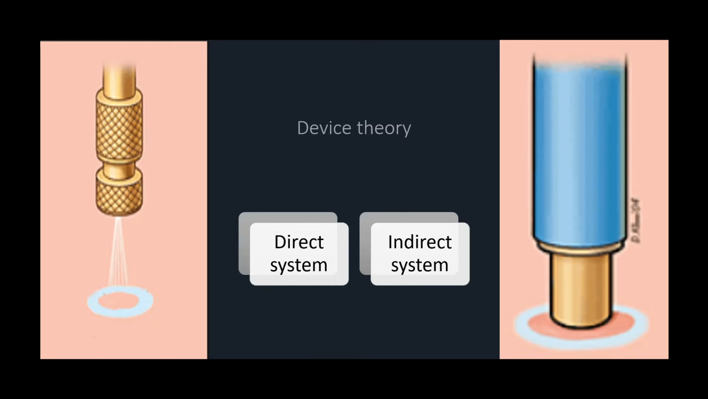The direct system directly applies cryogen to the tissue, and the indirect system cools the tissue indirectly by making the cryogen flow to the probe to cool the tip and then flow back, and the tip makes contact with the tissue to cool it. Liquid nitrogen can be used in a direct or indirect system. However, compressed gases can only be used in indirect systems.